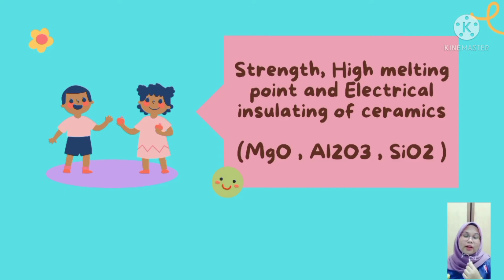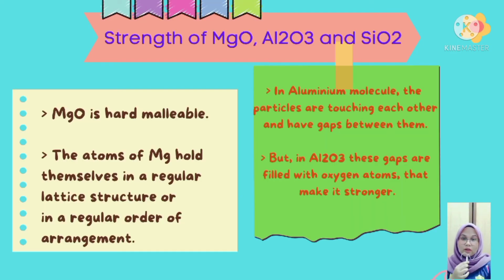Okay guys, now we are done with the variation in first ionization energy. Now we will look at the strength, high melting point and electrical insulating properties of ceramic. Okay, first we will look at the strength of magnesium oxide. Magnesium oxide is a hard, malleable compound where the atoms of magnesium hold themselves together in a regular lattice structure. So because of that, magnesium oxide cannot be destroyed easily.